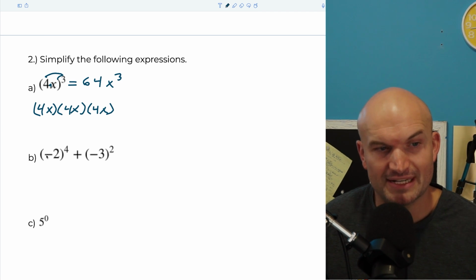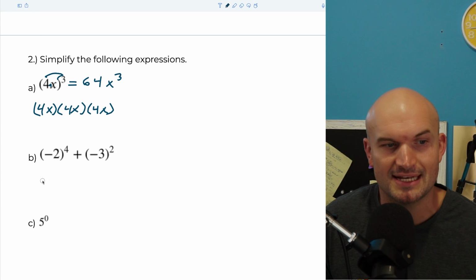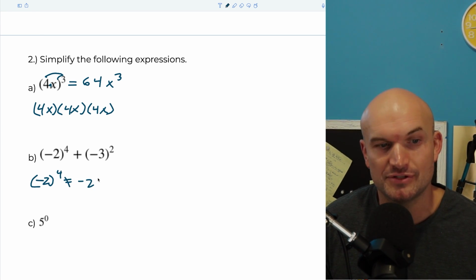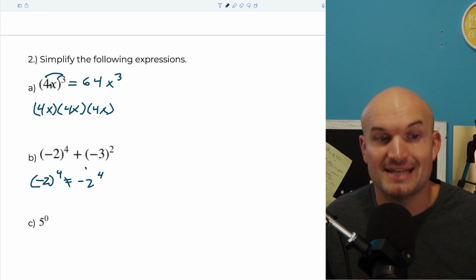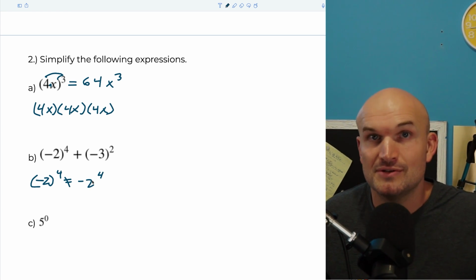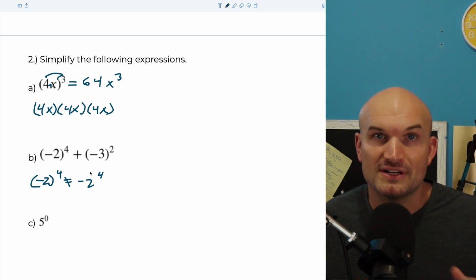Now in this example, we have a negative 2 raised to the fourth, and then we have a negative 3 squared. Now it's really important to recognize that (negative 2) to the fourth is not the same thing as negative (2 to the fourth). Okay, this is very different. So (negative 2) to the fourth means, again, negative 2 times negative 2 times negative 2 times negative 2. This means a negative times 2 times 2 times 2 times 2, right? So just be very careful in understanding the difference between those two.